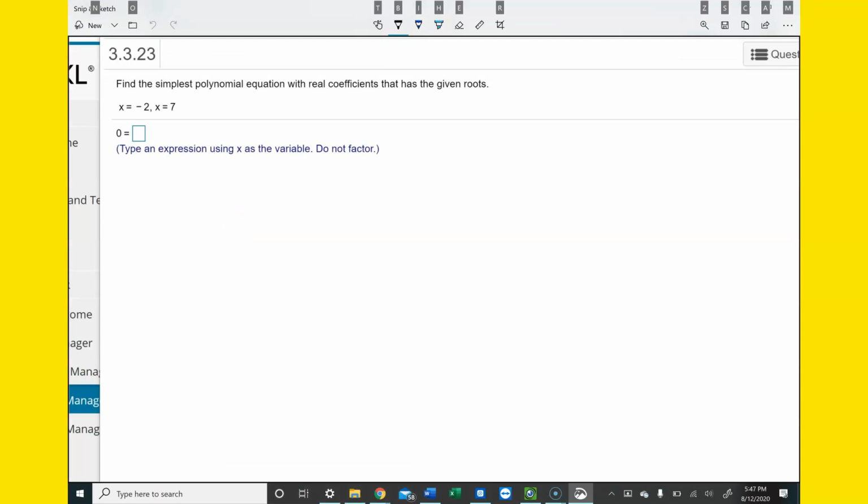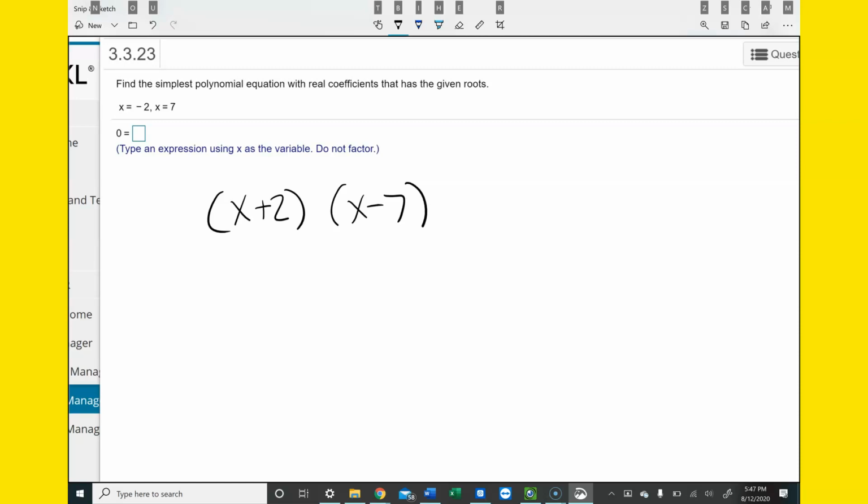All right, this question, number 25, is giving me the roots, and it's telling me to find the polynomial that has those roots. There's a pretty simple way to do this. You just turn the roots into factors. So x equals -2 would turn into the factor x plus 2. X equals 7 would turn into the factor x minus 7.